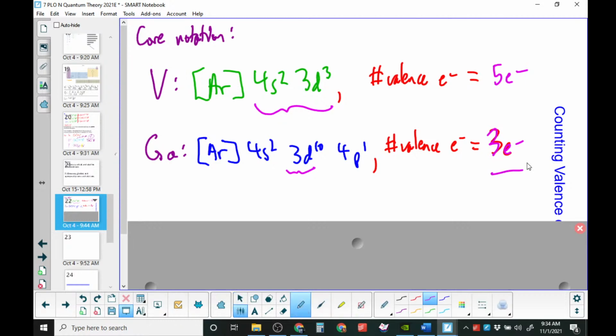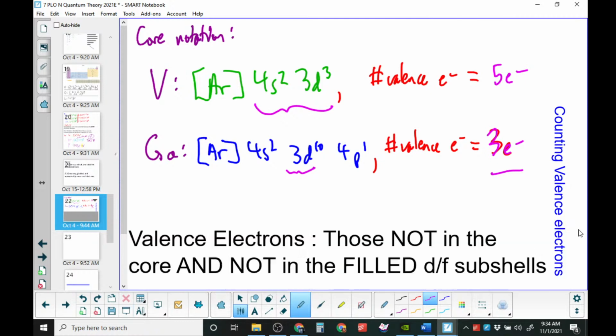And this is why the transition metals can have such pretty colors. They engage with bonding because they have access to those d electrons that other elements don't. But once they're locked up and put away, we don't consider them part of the valence electrons.